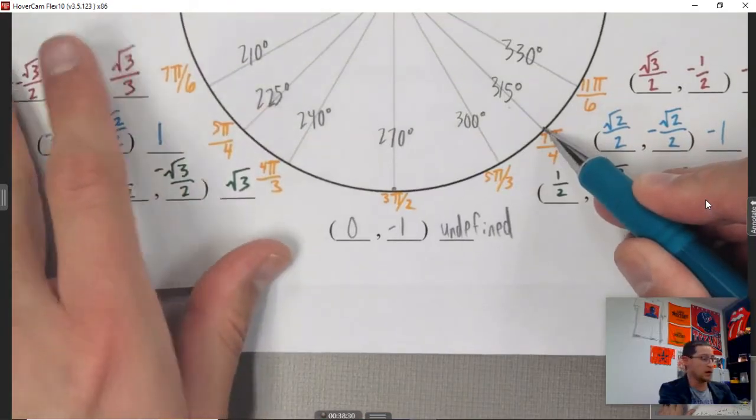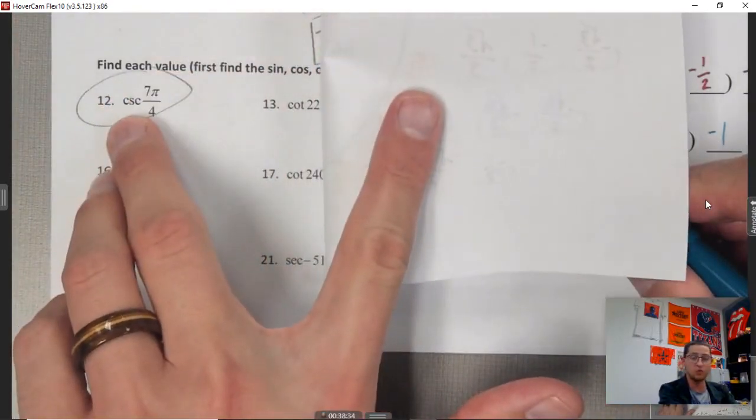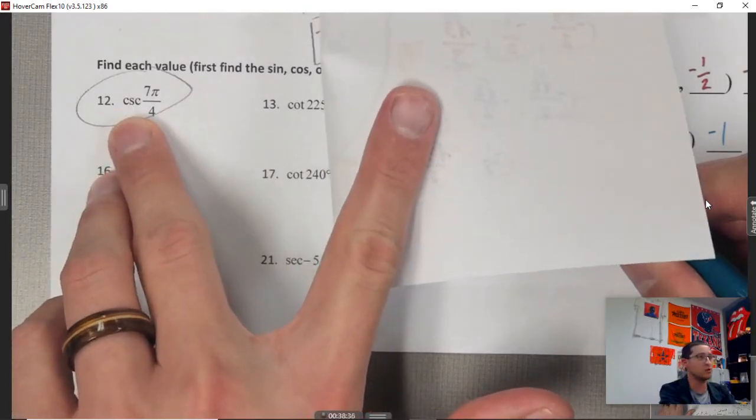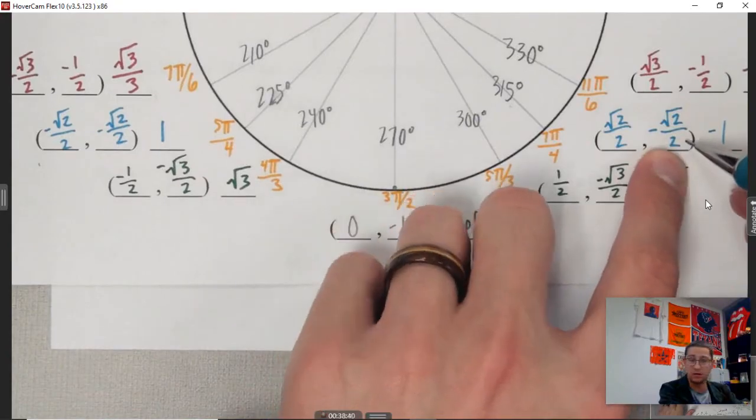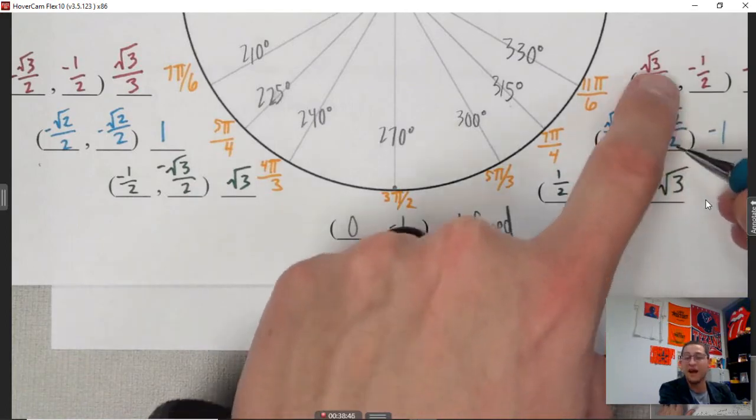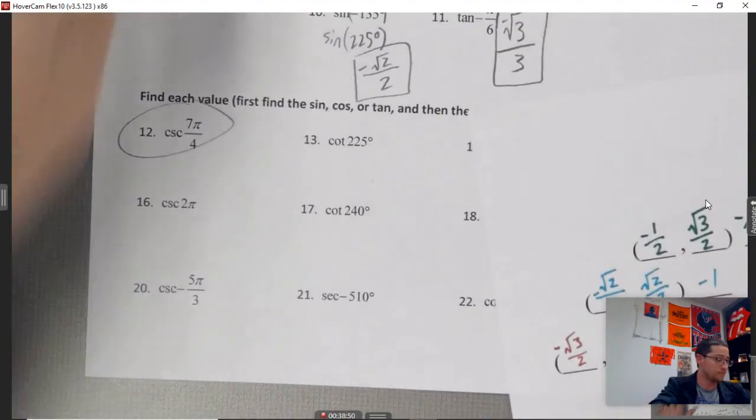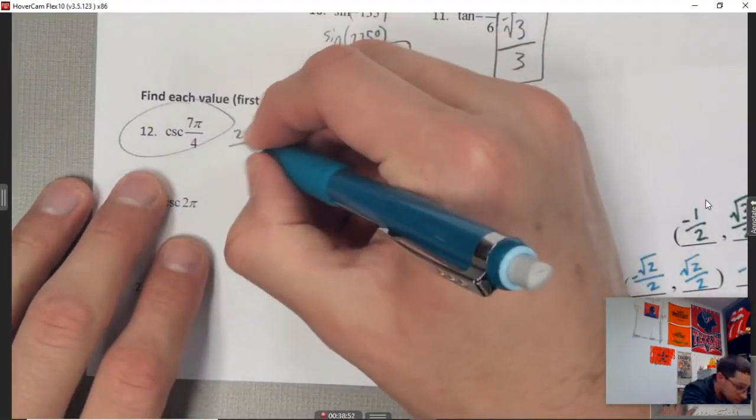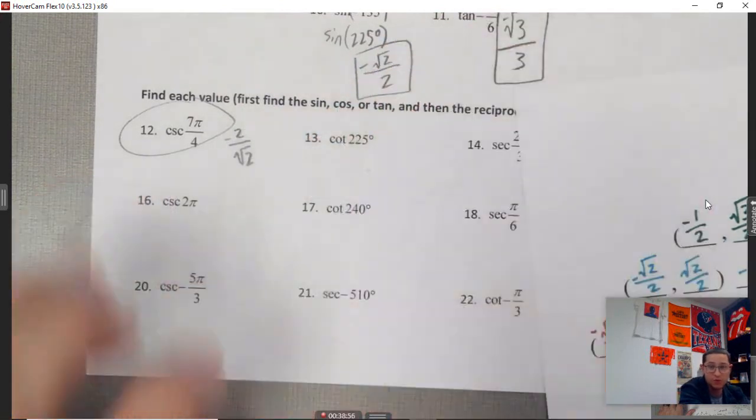Okay, it is asking for cosecant. So which one does that correspond to? Well, cosecant corresponds to sine. Sine is your y. Okay, so you got your y here. It's negative square root of 2 over 2. But now I'm going to flip that. Okay, so it's negative 2 over the square root of 2.